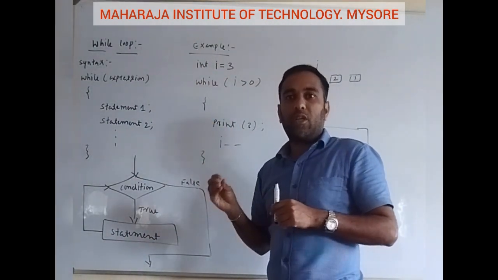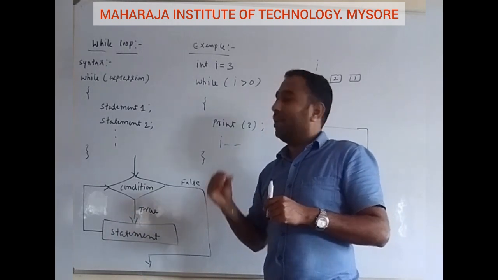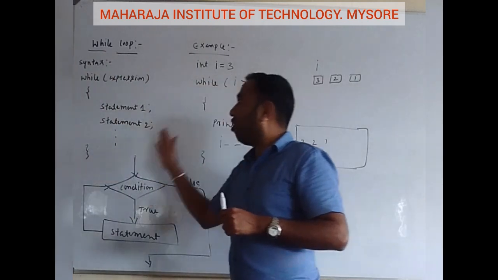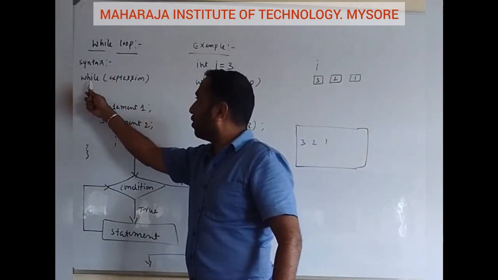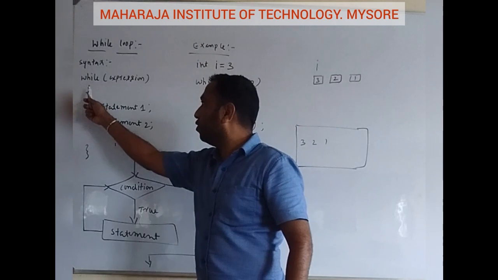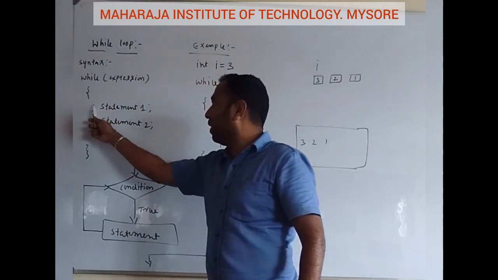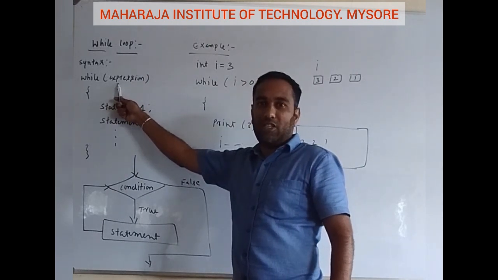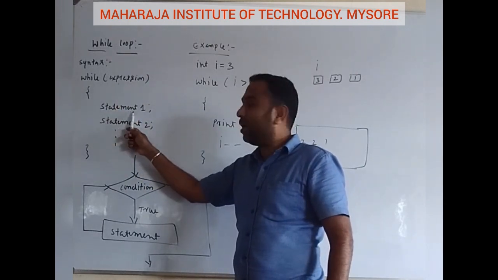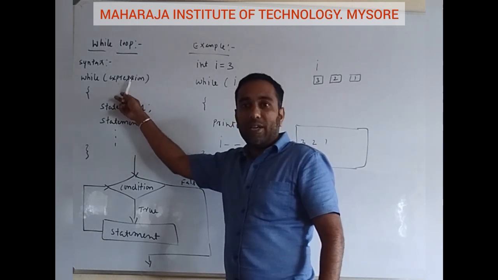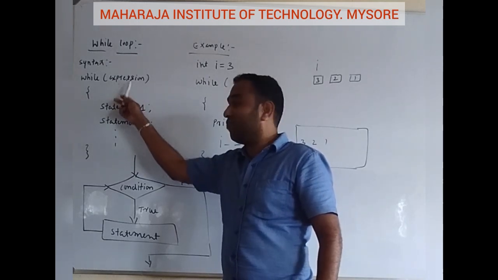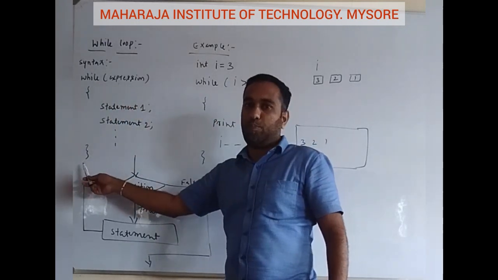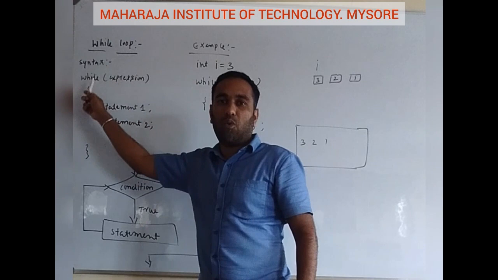Before writing a program using the while loop, let us consider the syntax of the while loop. Here we write the while keyword with the expression or condition, and then we write statement 1 and statement 2. If the expression condition is satisfied, then it will execute the statements until the condition fails. If the condition fails, then it will come out of the loop. So this is the syntax for the while loop.